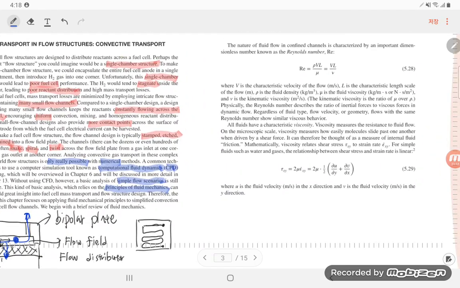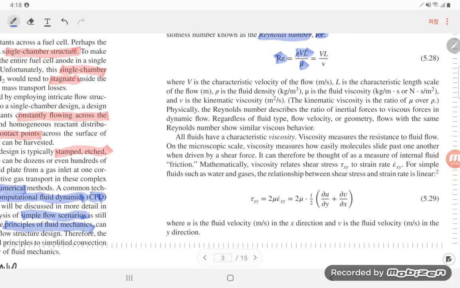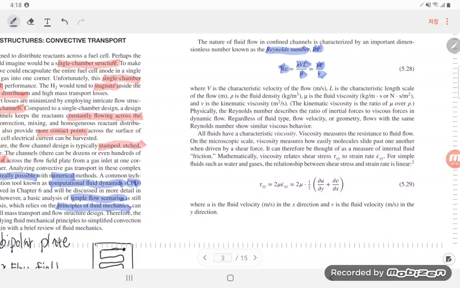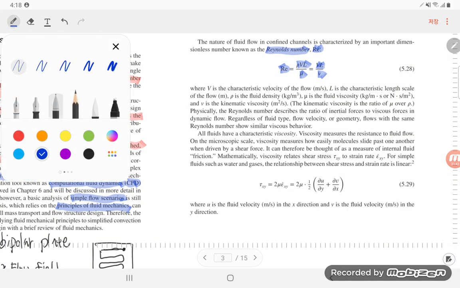Firstly, the nature of fluid flow in a confined channel is characterized by an important dimensionless number, which is the Reynolds number, Re. The Reynolds number is defined as rho V L over mu, or V L over nu.